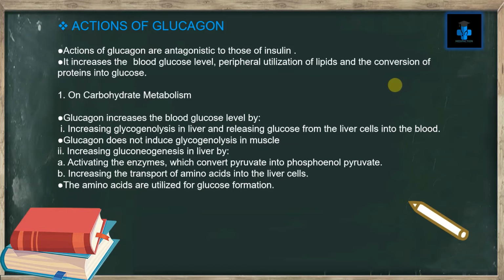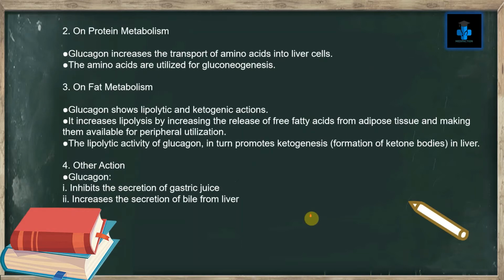Increasing glycogenolysis in liver and releasing glucose from the liver cells into the blood. Glucagon does not induce glycogenolysis in muscle. Number 2. Increasing gluconeogenesis in liver. But how? A. Activating the enzymes which convert pyruvate into phosphoenol pyruvate. B. Increasing the transport of amino acids into the liver cells. The amino acids are utilized for glucose formation.